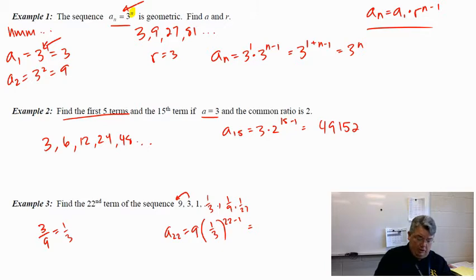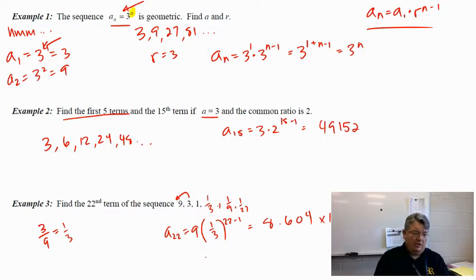to the power of 22 minus 1, that's just 21, gives me a number in scientific notation. It gives me 8.604, I'll round it there, times 10 to the negative 10. Well, that's 0.000000000 8604. Wow.